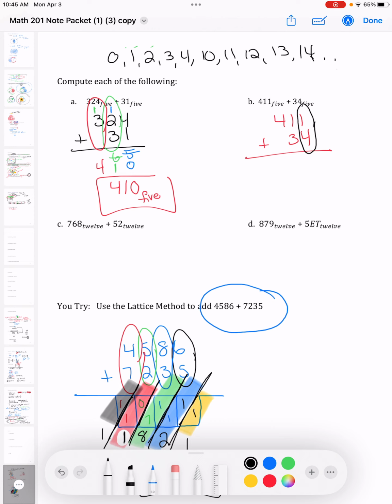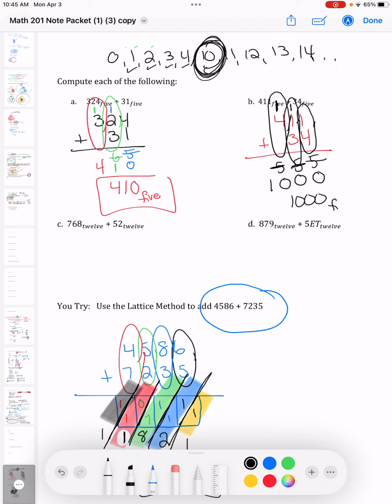1 plus 4 is 5, but again, I'm not going to call that 5. 1, 2, 3, 4. I'm going to call that 1 five, 0 ones. 1 plus 1 plus 3 happens to be 5 again. Again, that is 1 five, 0 ones. And again, 5 is the same thing as 10. So I get 1000, base 5.